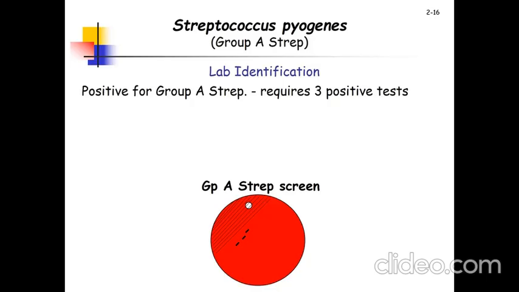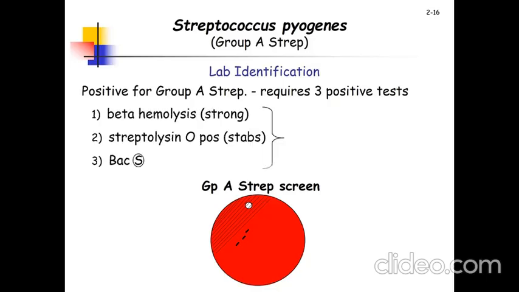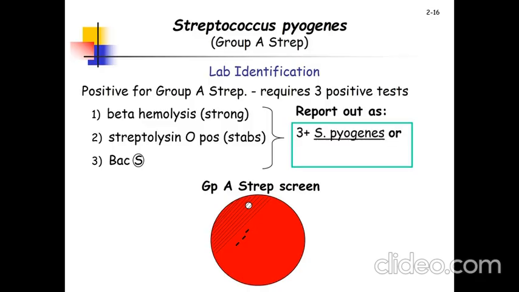And you'd start with your plate rating. I'm sitting talking about this and not doing my duty of clicking the buttons. But if you had all three of these as positive, you could report it out, and in this case 3+ Streptococcus pyogenes or a 3+ group A strep. So again, you must have all three of these to report out a positive throat screen.